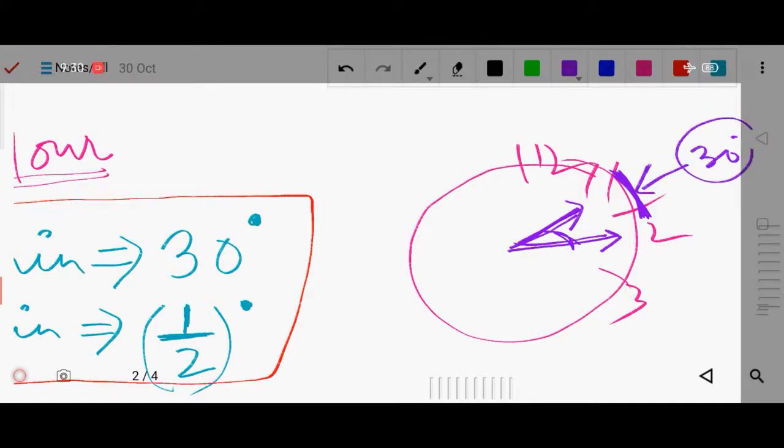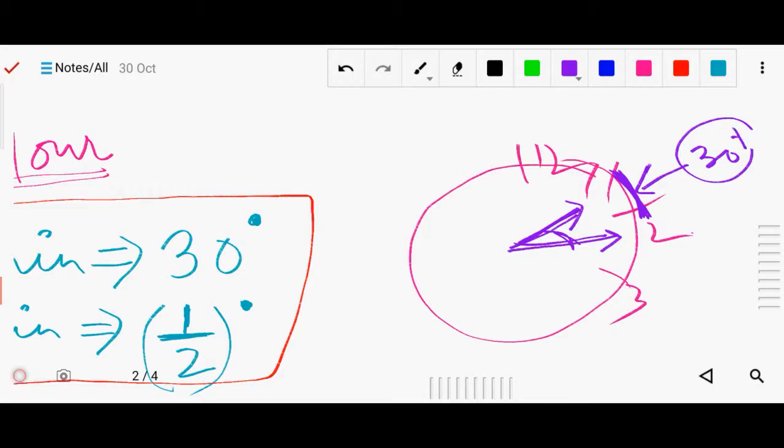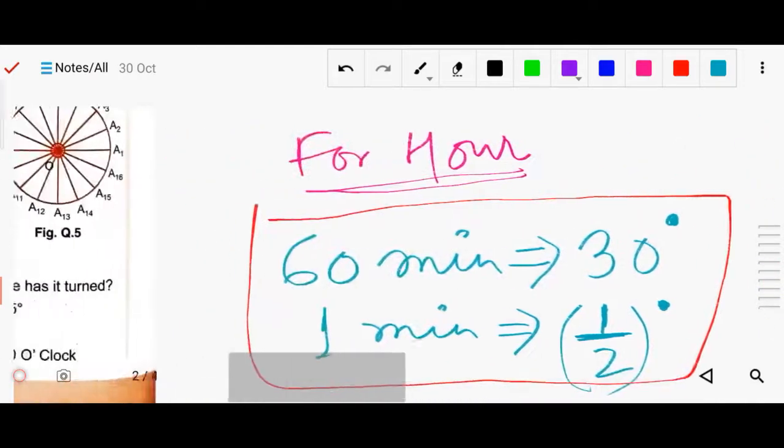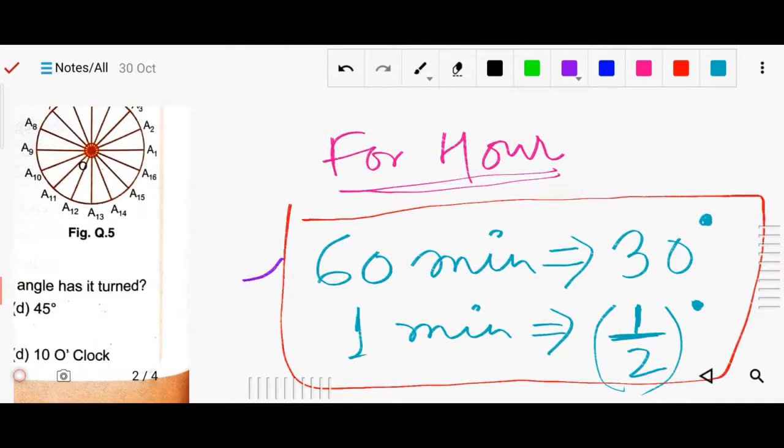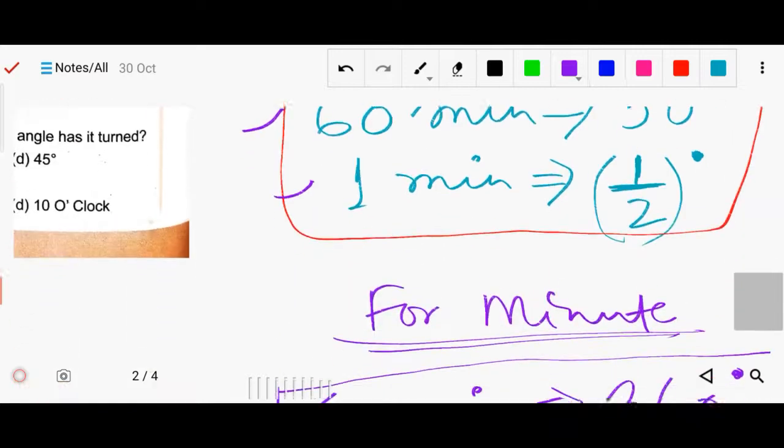By the hour hand, how much angle will it cover? 30 degrees, because between 1 and 2 the angle is only 30 degrees. And the duration will be 60 minutes. In 60 minutes this hour hand will come from here to here only. So in 60 minutes the hand covers 30 degrees. So in 1 minute, you divide 30 by 60, and you get 1 by 2 degree. So this is for the hour hand.